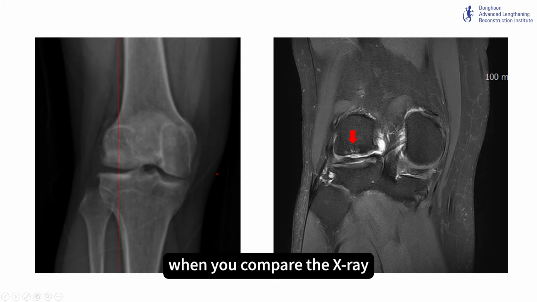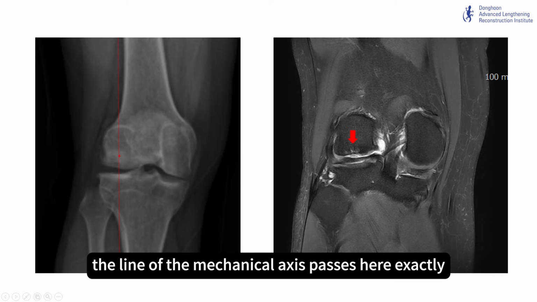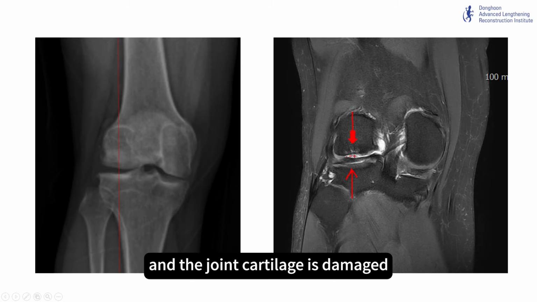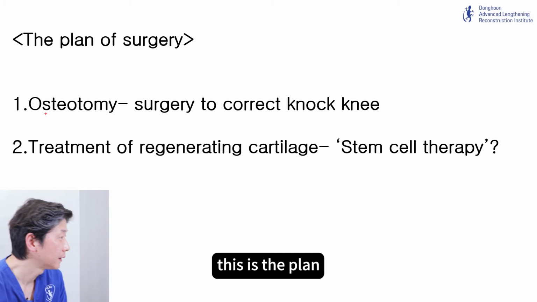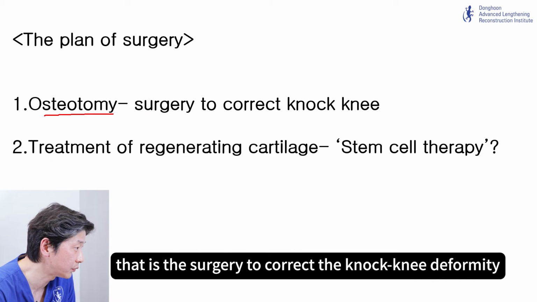When you compare with the X-ray, this is very interesting but very typical in osteoarthritis with malalignment. The line of the mechanical axis passing here is actually at a similar portion where bone edema is observed and the joint cartilage is damaged. So this finding tells us what we should do to correct this condition. This is the plan. The first is corrective osteotomy. That is the surgery to correct the knock knee deformity.